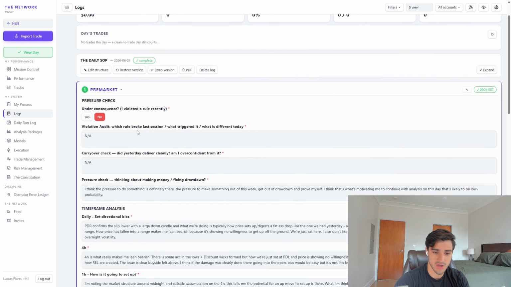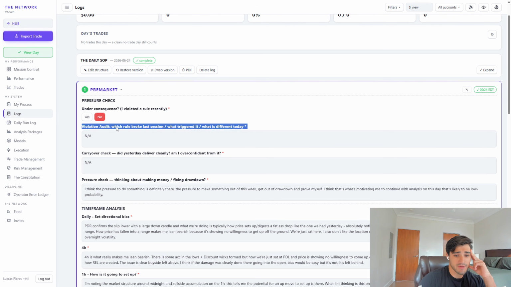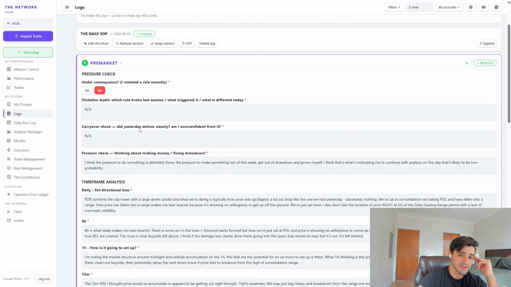First is a pressure check. I have to check with myself, am I emotionally okay to put risk on this session? Should I even be putting risk on? Is there something that's going to be influencing the decisions that I make in that session? I have to check that. I have to audit that. So the first thing that I'm considering is if I broke a rule in the previous session. This is not the case. Yesterday I didn't trade anything. Did yesterday deliver clean? Well, I didn't trade yesterday, so that's not applicable.